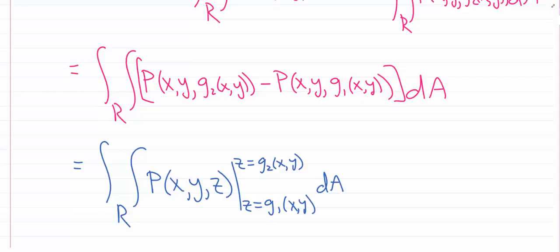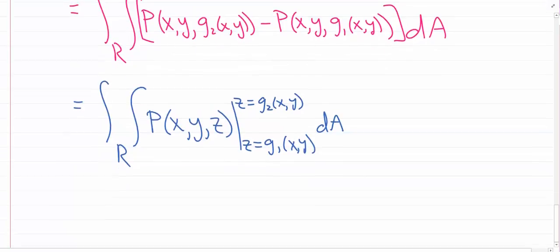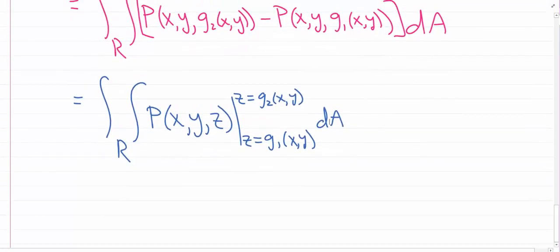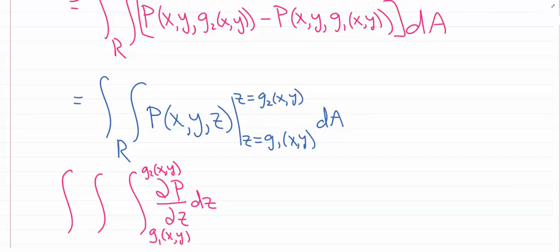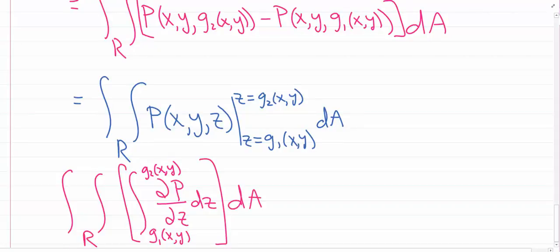Okay, so now let me go to the next step. You might be saying, hey, let me do something even more clever. Let me put a third integral in there. Let me do the partial of P with respect to z, dz, going from g1 of xy to g2 of xy. So that also says the same thing, right? With the dA, and R, right? That too says the same thing.